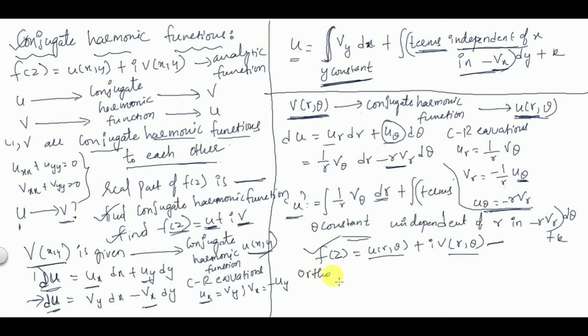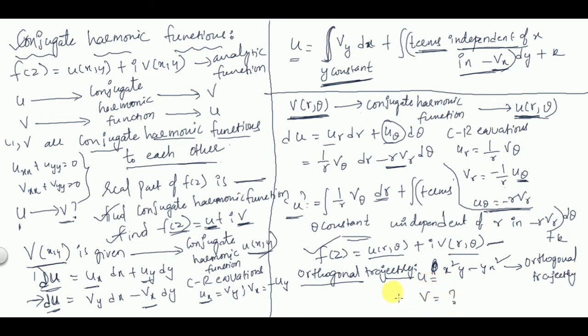Similarly, the concept of orthogonal trajectory. Orthogonal trajectory is also the same as this conjugate harmonic function. If you are given some function like x square y minus y x square and asked to find its corresponding orthogonal trajectory, what you have to do is treat this as u and find v by using this conjugate harmonic function concept. So that will be the orthogonal trajectory.